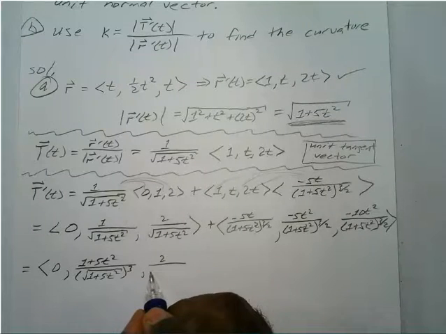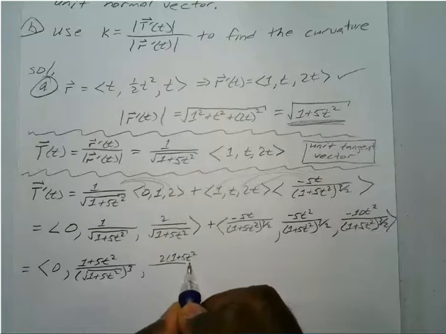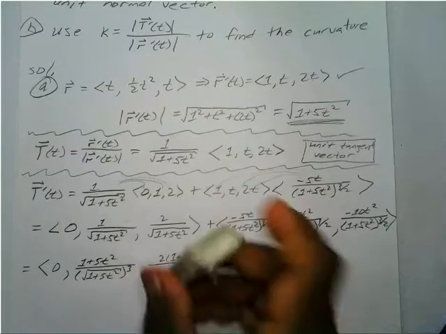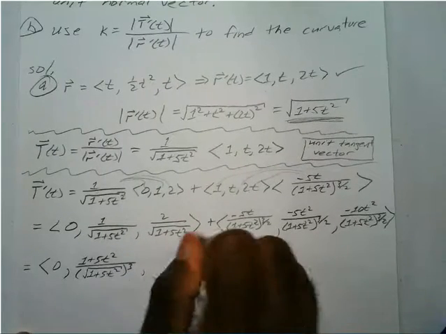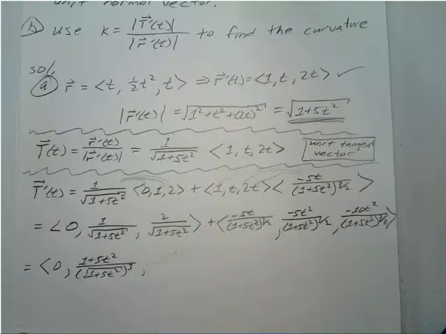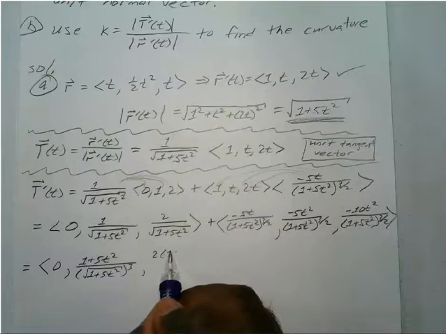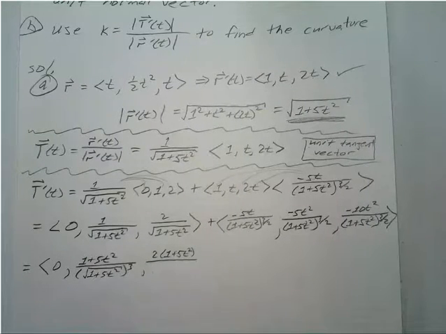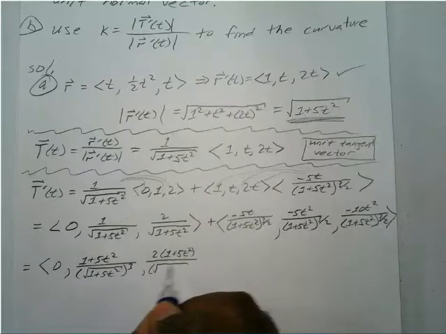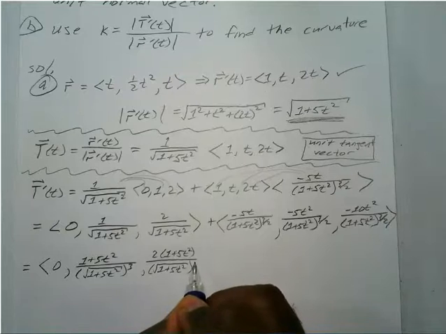Times 2 over, 2 times 1 plus 5t squared. Move that over a little bit because I don't want to waste any space since this is a pretty lengthy problem here. All right, so we have 2 times 1 plus 5t squared over the square root of 1 plus 5t squared to the third power.